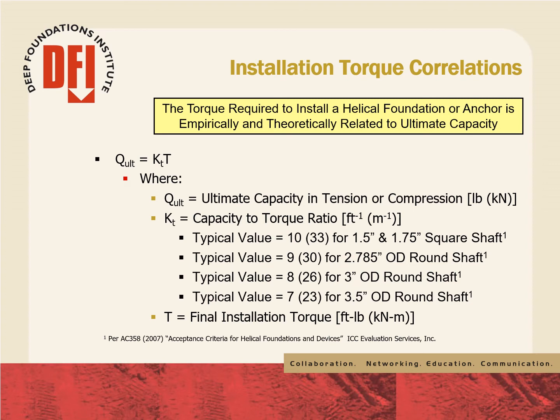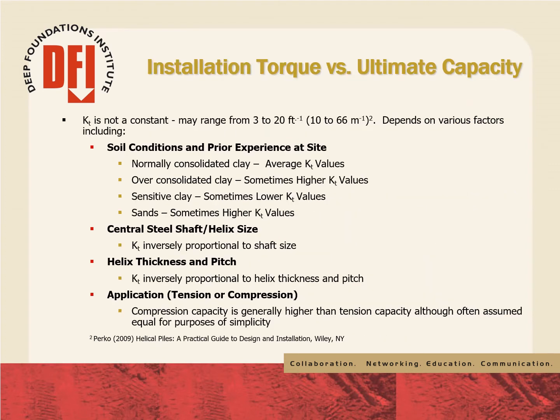The torque correlation factor K sub T is inversely related to the shaft size and follows the trend that as the helical pile shaft increases, the K sub T factor decreases. This slide gives the main factors that affect K sub T. Soil conditions and shaft size are the two primary factors.